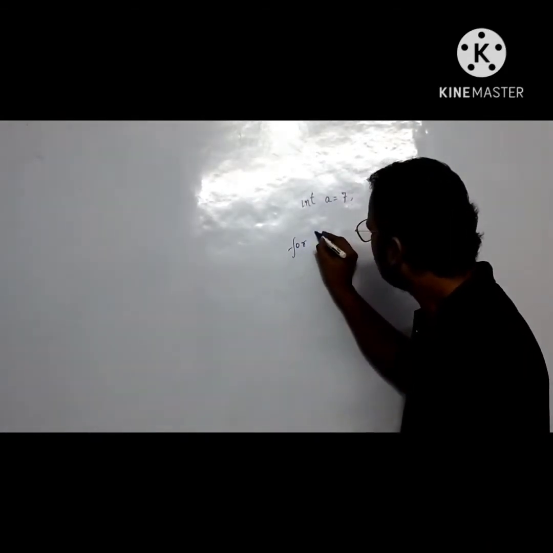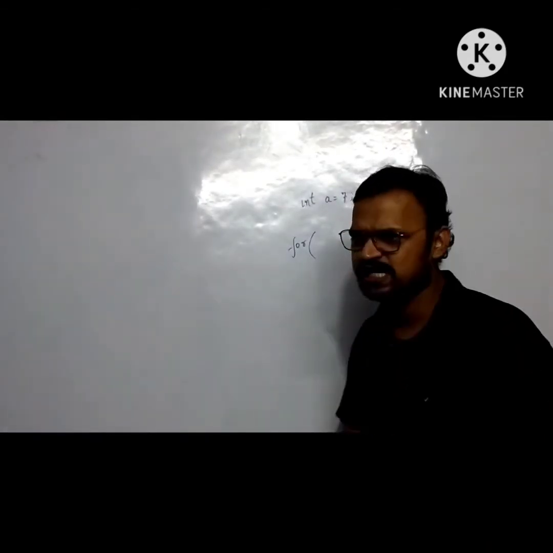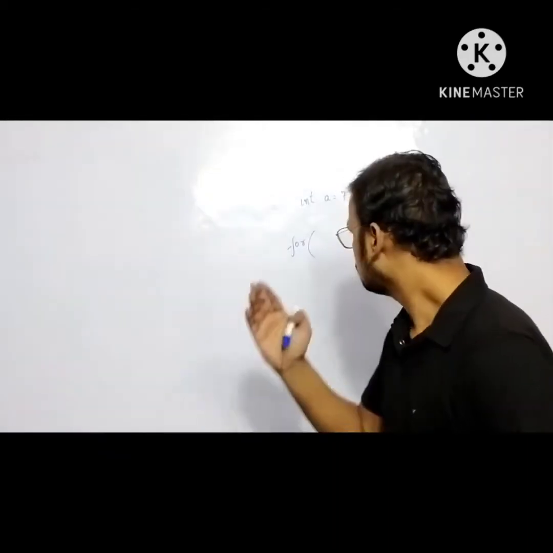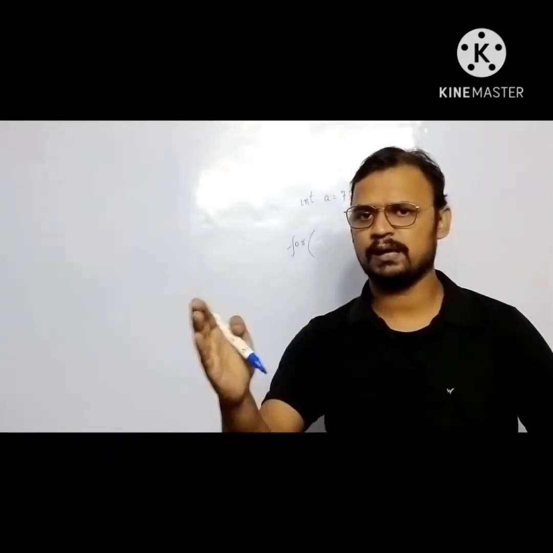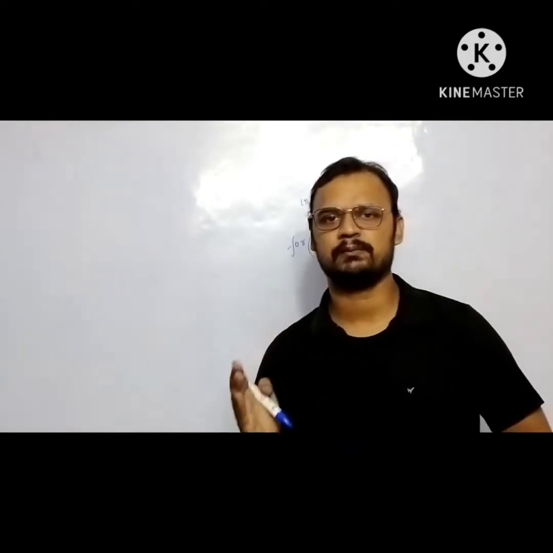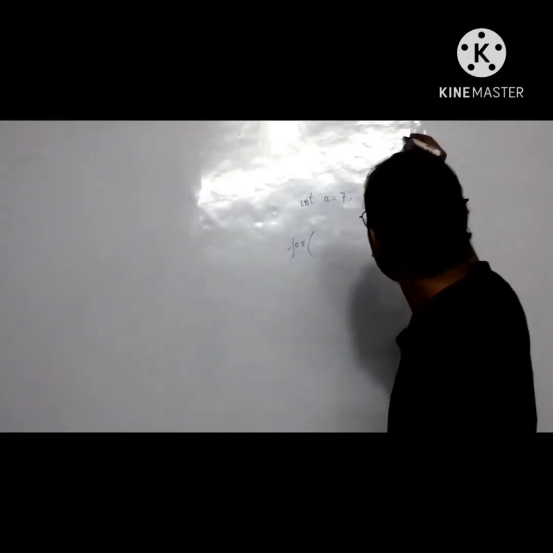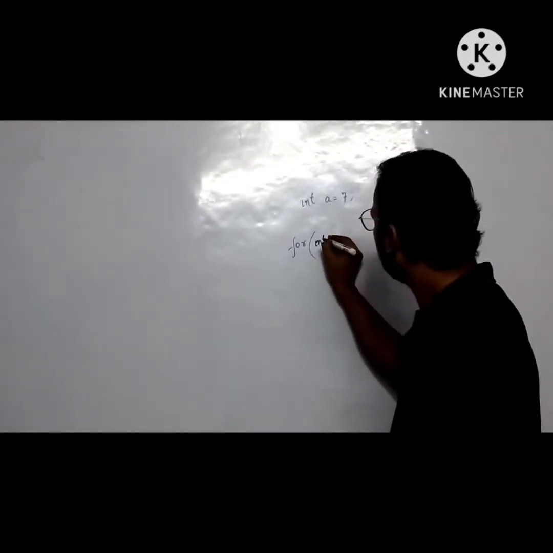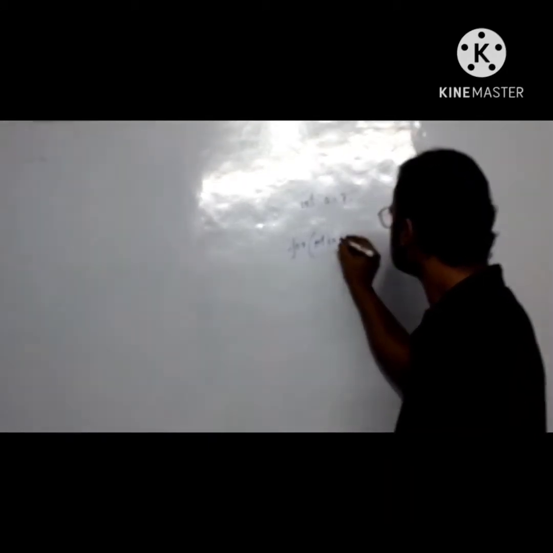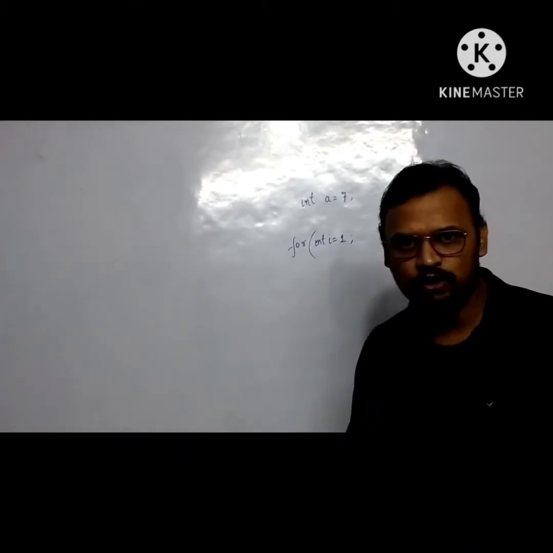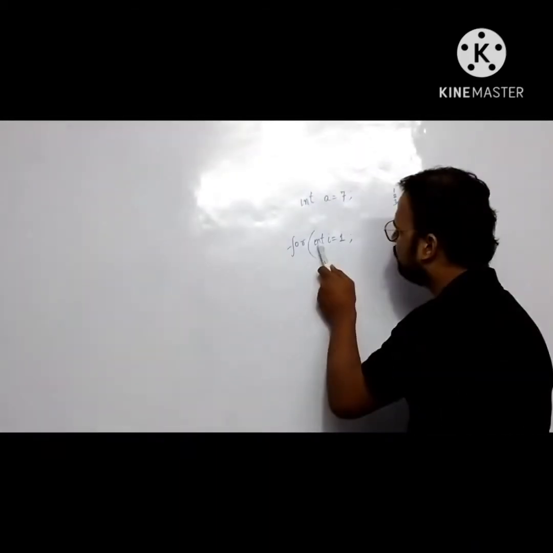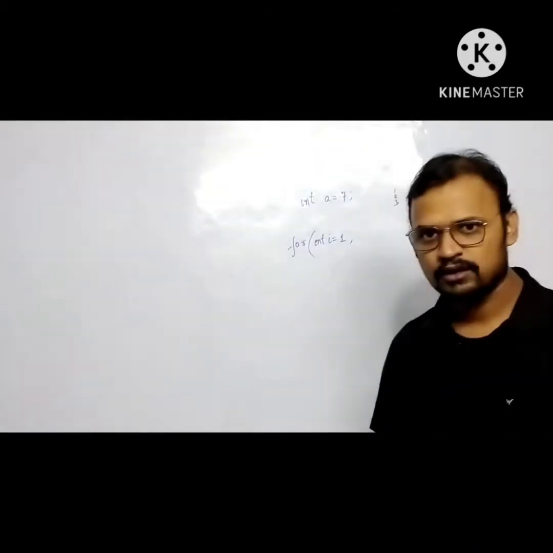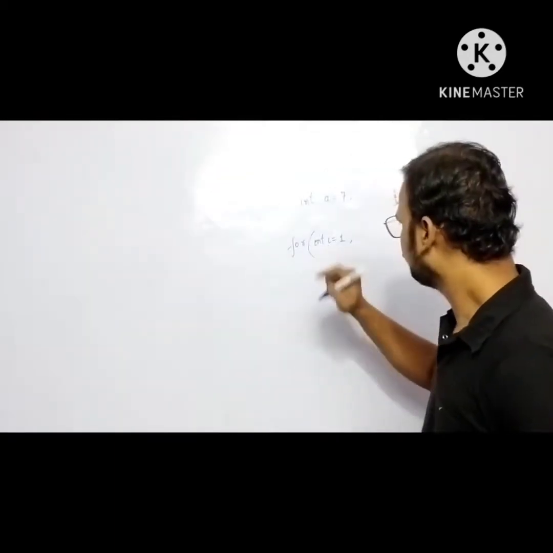For, the first one is the initialization. So the table of 7 should be 7 multiplied by 1, 7 multiplied by 2, 7 multiplied by 3. So what is the value? 1, 2, 3. So we have to start with the value i is equal to 1. I hope you already got that. For any variable we have to make the data type. Data type is a must for any value.